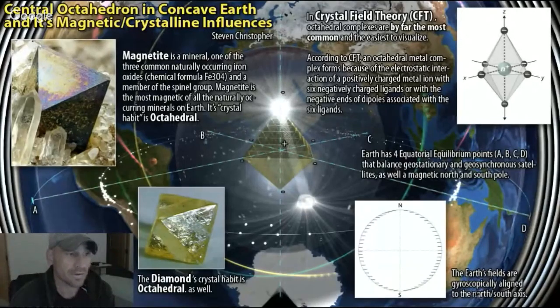The Earth's field is gyroscopically aligned to the north-south axis. I told you about how when I did my auroras video, had the polar openings, so the magnetic north and south pole actually fluctuate a little bit due to the outer rind kind of bending. The actual heaven, central octahedral heaven, does not move. It's stationary. It says the foundations of the earth shall not be moved. Scripture. And then you got 4 equatorial equilibrium points, A, B, C, and D, right there in the ocean, that balance the geostationary and geosynchronous satellites.